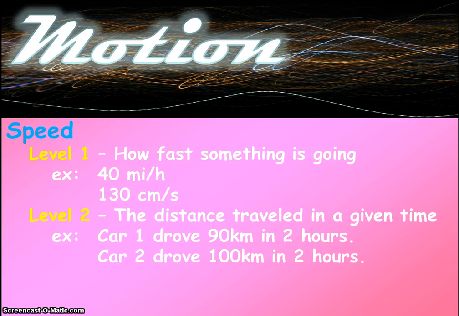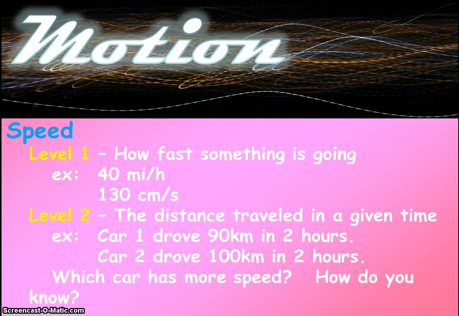Regular speed, you can talk about how fast something's going. But you can also talk about the distance something travels in a given time. And we call that average speed. So how far do they go in a certain amount of time? You can tell about how fast they were going the whole time, but you can't tell exactly how fast they were going at each moment. So which car has more speed here? One drove 90 kilometers in 2 hours. One drove 100 kilometers in 2 hours. Obviously, car 2 is going faster in general.